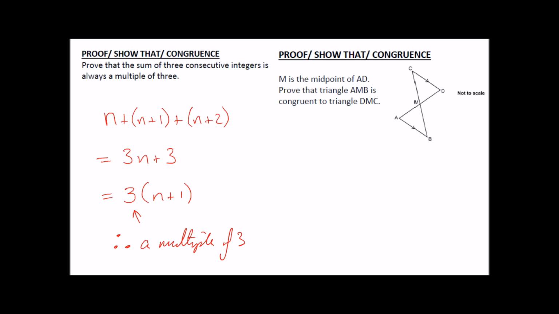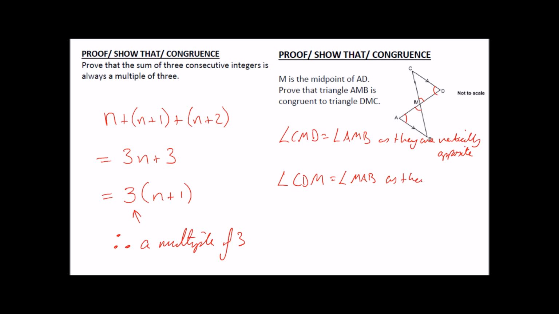So in this one, I'm going to show that angle CMD, so C to M to D is this one here, is equal to angle AMB, which is this angle here. And I always state why. So as they are vertically opposite. I'm then also going to prove that angle CDM, so C to D to M is this one here, is equal to angle MAB, so M to A to B is this one here, as they are alternate. I know they're alternate because these lines are parallel and this is a straight line crossing them. I also know that AM is equal to MD, as it's stated in the question, because M is the midpoint, so you can just put as stated.